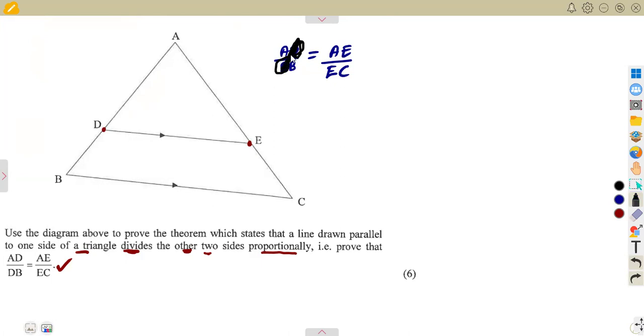So you join from the common point, which is D, so that they share the same height. It must be from the same common point, and our common point is D. So from D to this line, we have got a perpendicular height. I don't know how you are going to name this height. You want to name it H1, you want to name it H2, you want to name it H, you want to name it K. It's up to you. I'm just going to name it H.